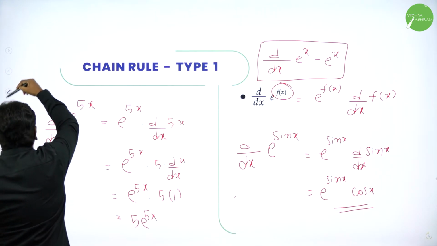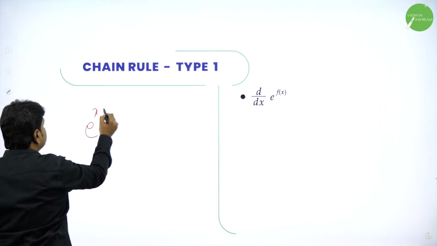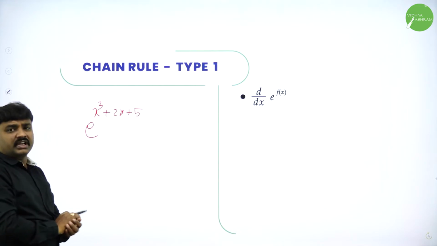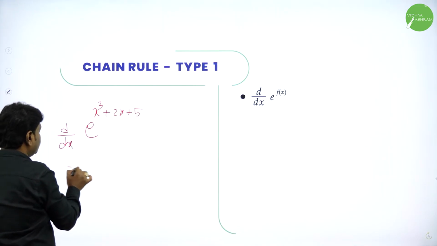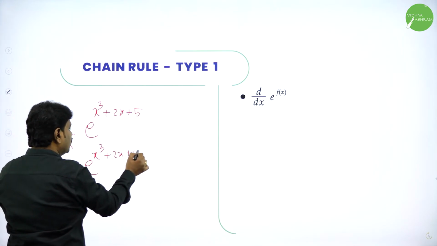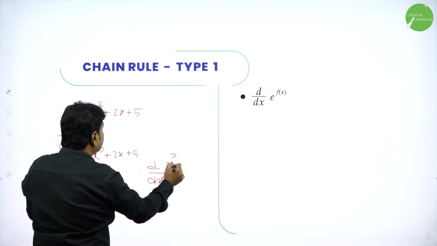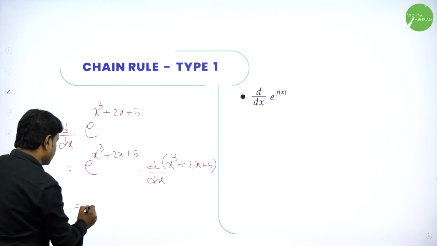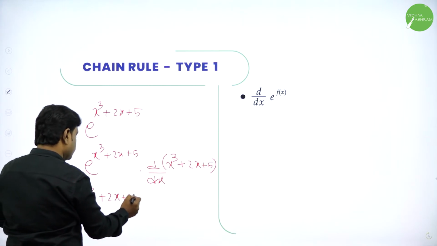Now let me give one more example to make you thorough. If I give e power x cube plus 2x plus 5. Now again it is in the form e power x. What is derivative of e power x? E power x. So e power x cube plus 2x plus 5 is the answer into d by dx of the internal function. What is the internal function? The power. Power is what? X cube plus 2x plus 5. That is e power x cube plus 2x plus 5.